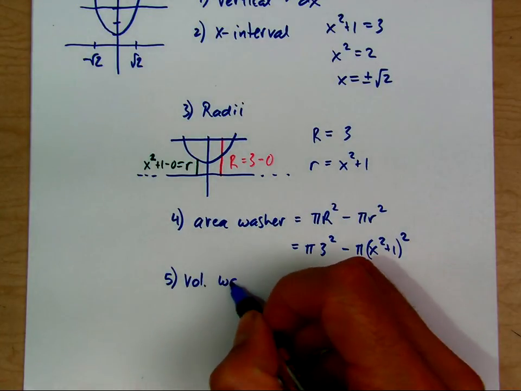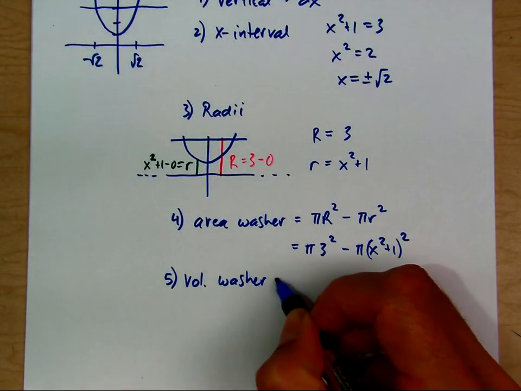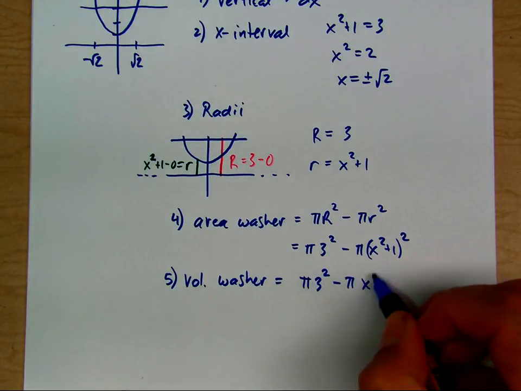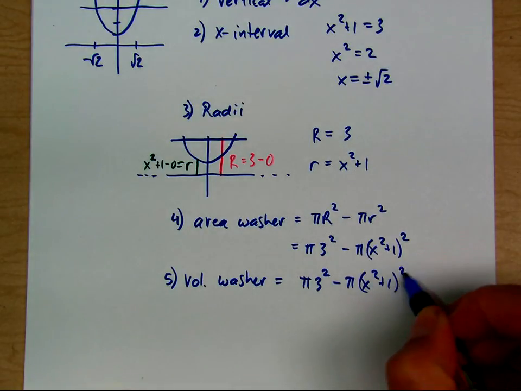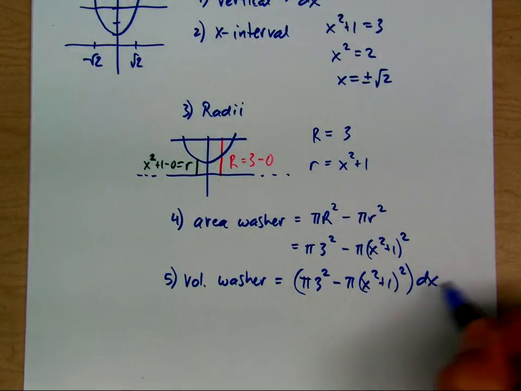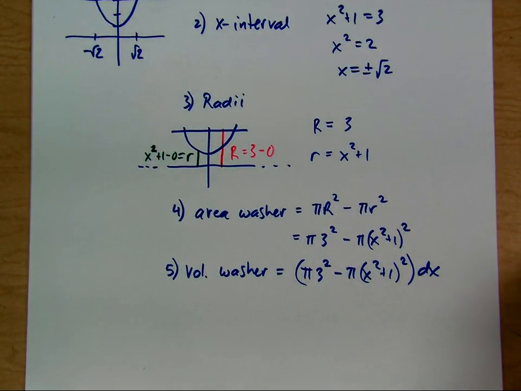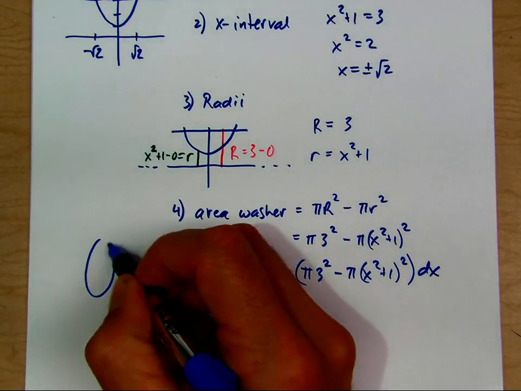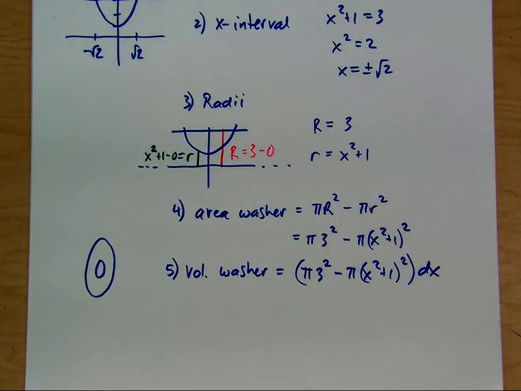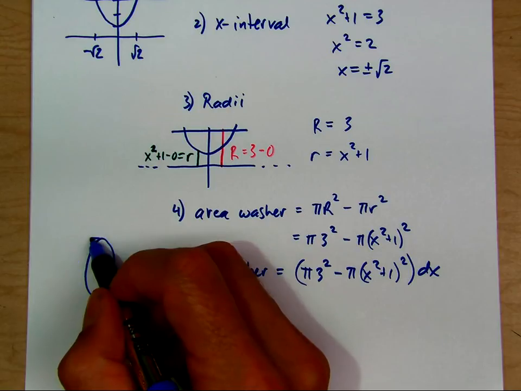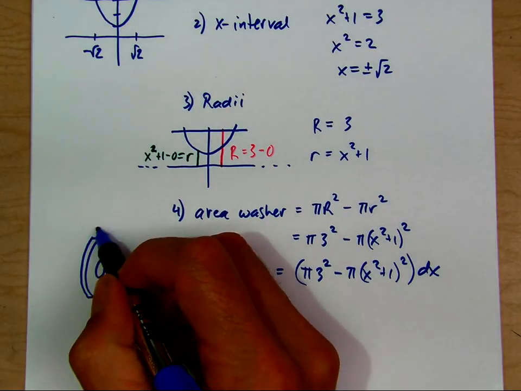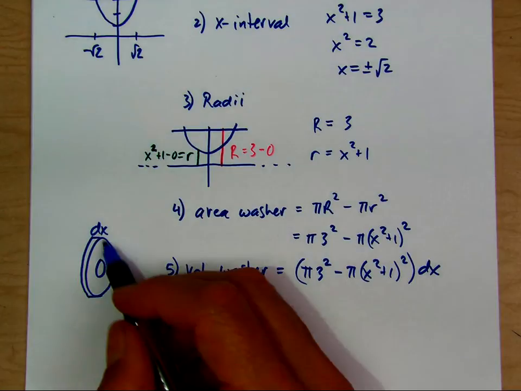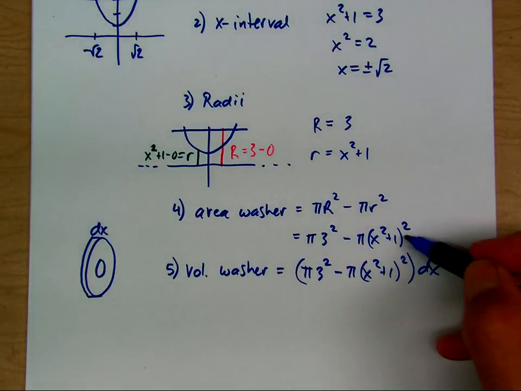All right. Volume of a washer is the area times the differential of x, and that's where we have the large circle with the small circle cut out, and then we have a thickness of dx. That's why we need to multiply by dx to create a volume instead of just having the surface.